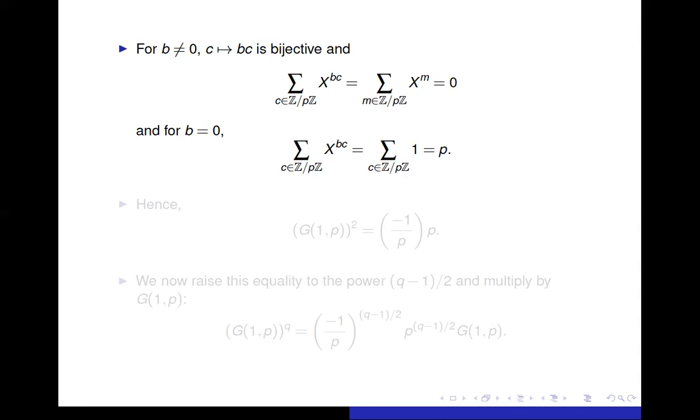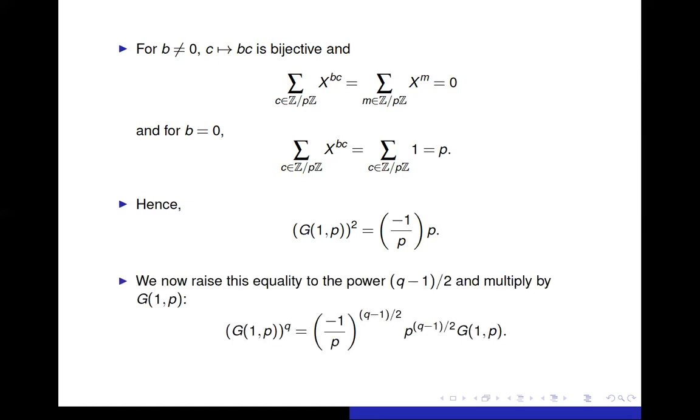So if I sum everything, I get that the square of my Gauss sum is a prefactor Legendre of minus 1 over p times p. So I get this nice formula, which is also very classical.